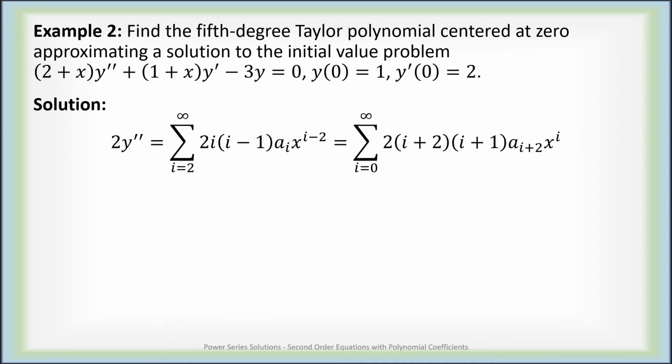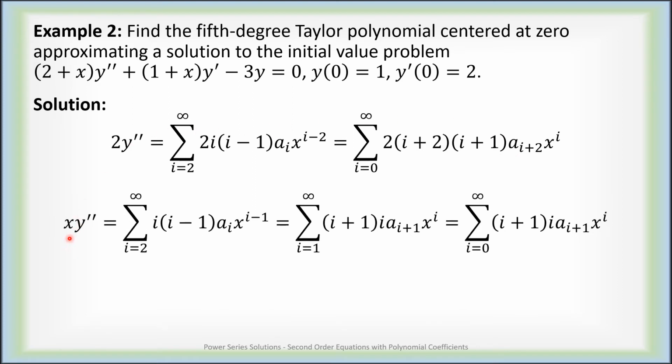2y double prime is straightforward enough. Here was our power series for y double prime just multiplied by 2. As always, we want to re-index our power series so that the power of x is simply I. At I equals 2, this starts at a power of 0, so we go ahead and do that. Starting it at a power of 0, we make that x to the I. Since that involved increasing this by 2, we increase all of these by 2. So here is our re-indexed power series for 2y double prime.